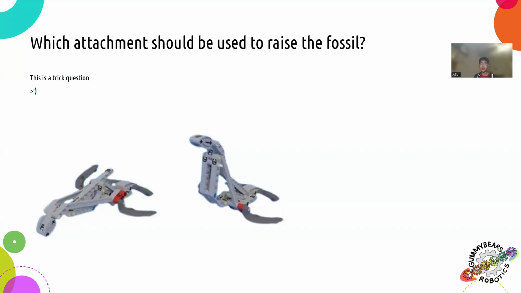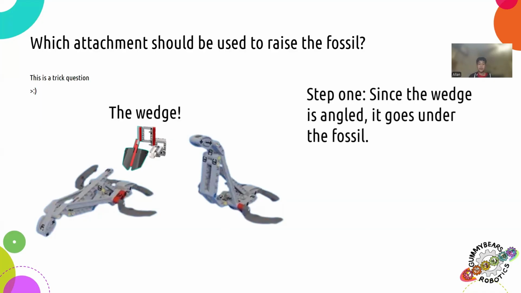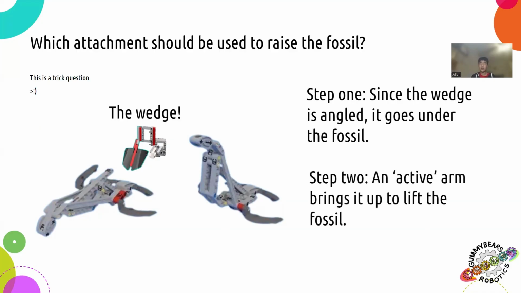Another example: which mechanism do you think should be used to make the fossil stand up? This is actually a trick question. Pause the video and see if you can figure it out. If you guessed the wedge, then you are correct. Basically how it works is the wedge goes under the fossil because it's a tight space and it can lift it up. Then you have to have an active arm, which is why it's a trick question, to actually lift the fossil up.